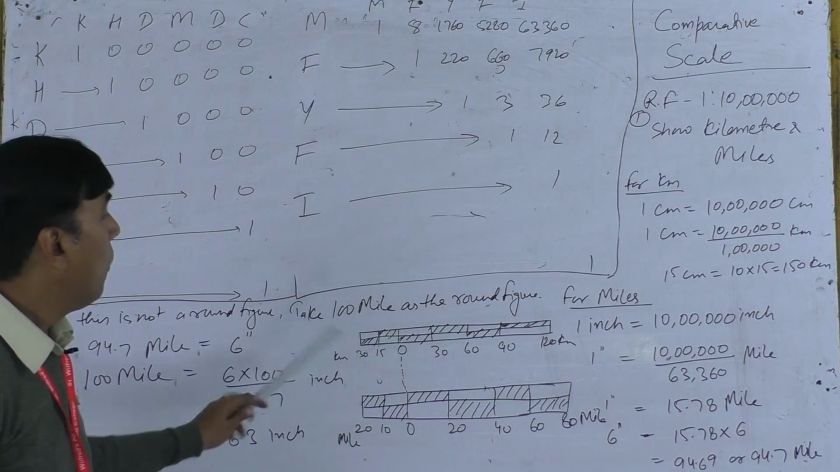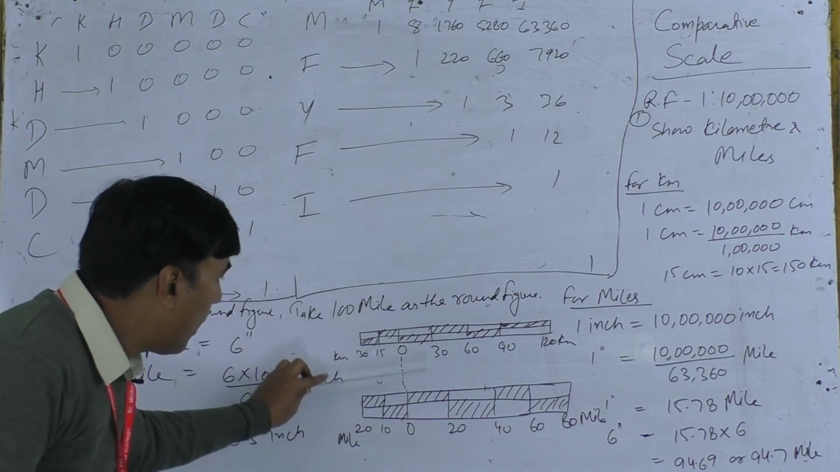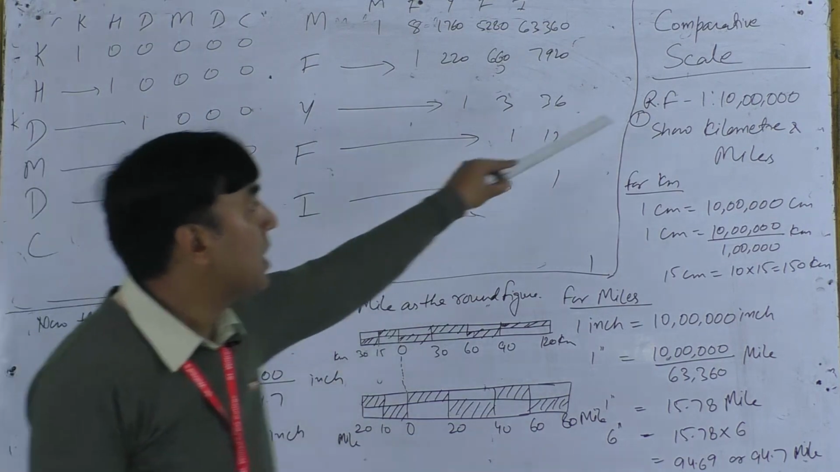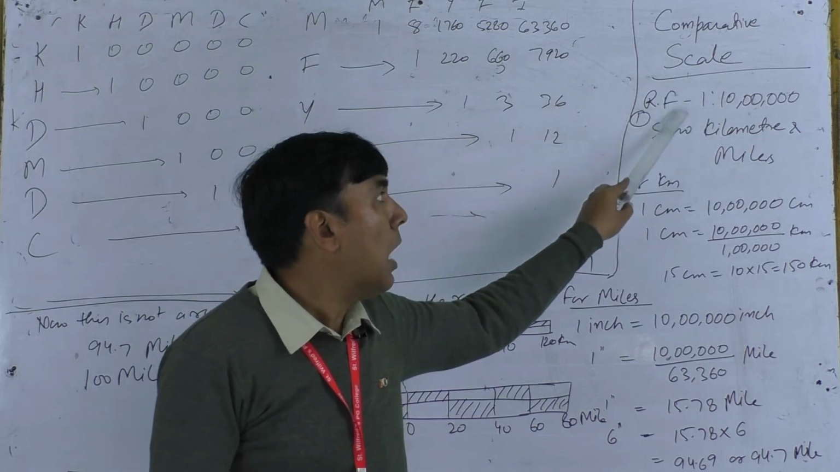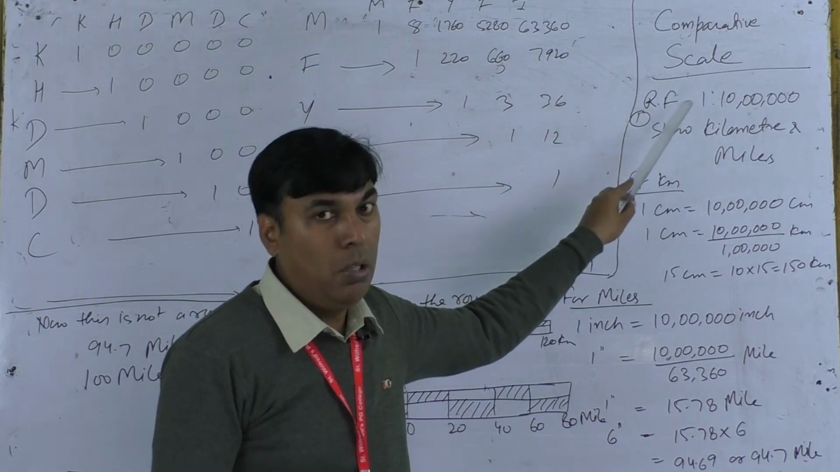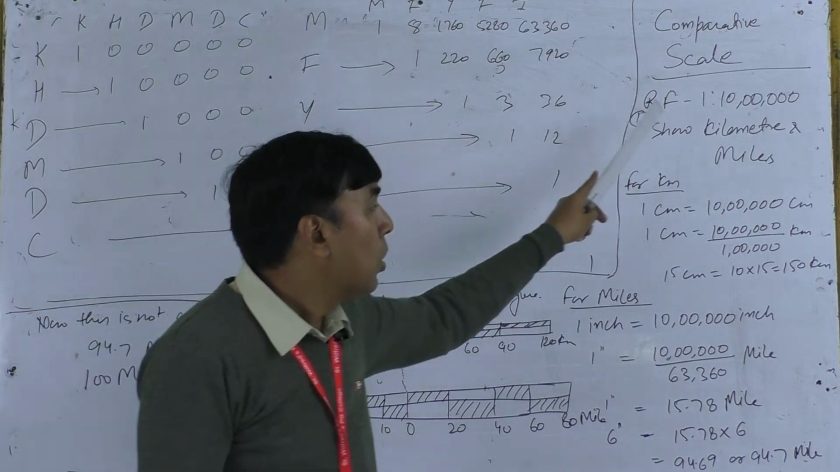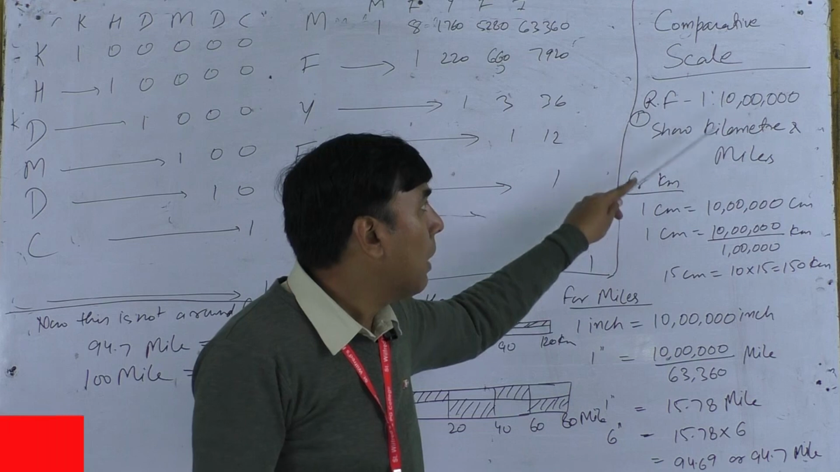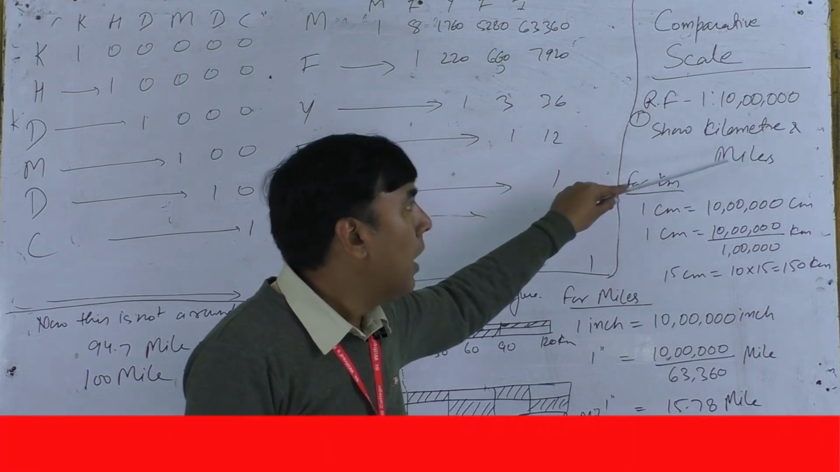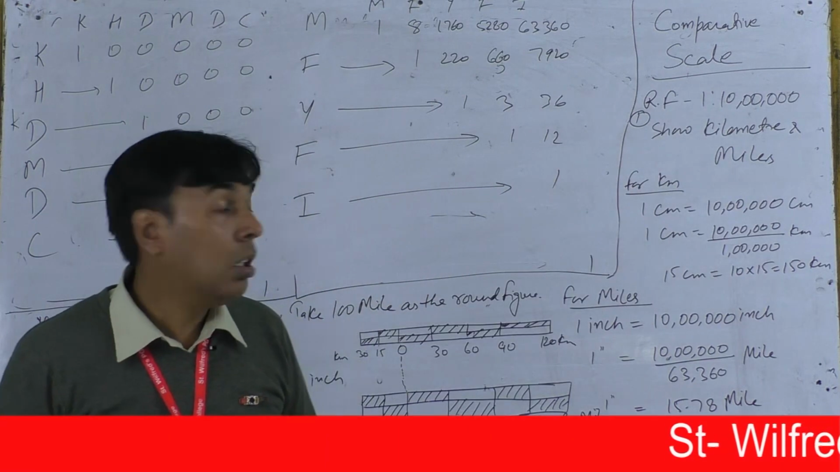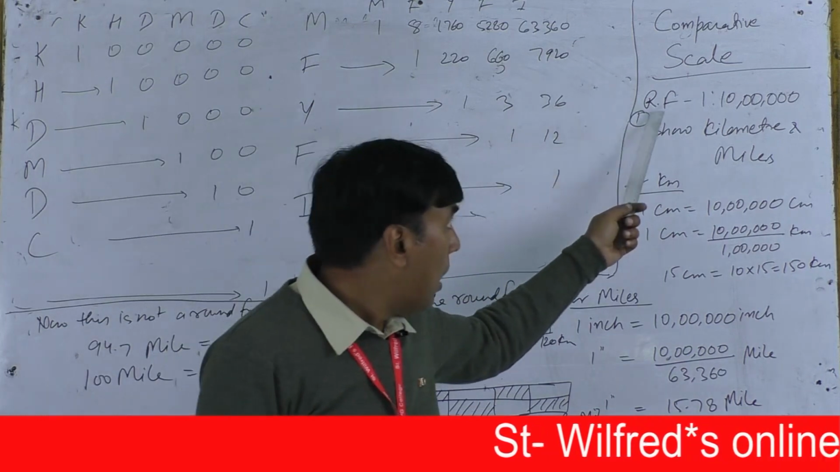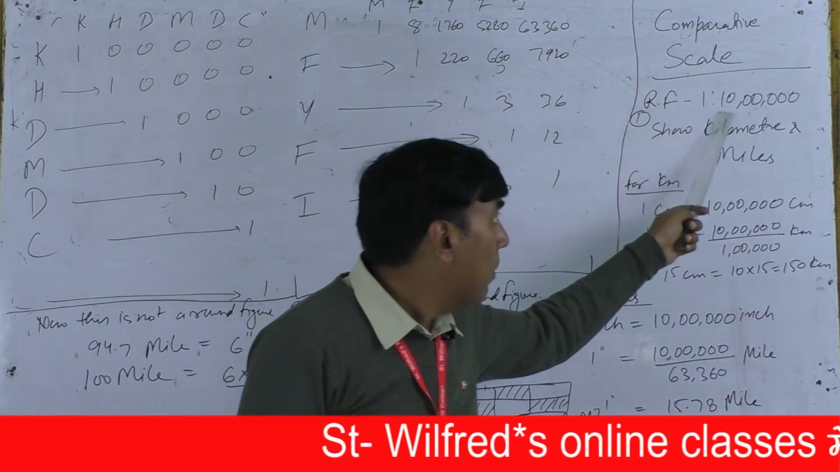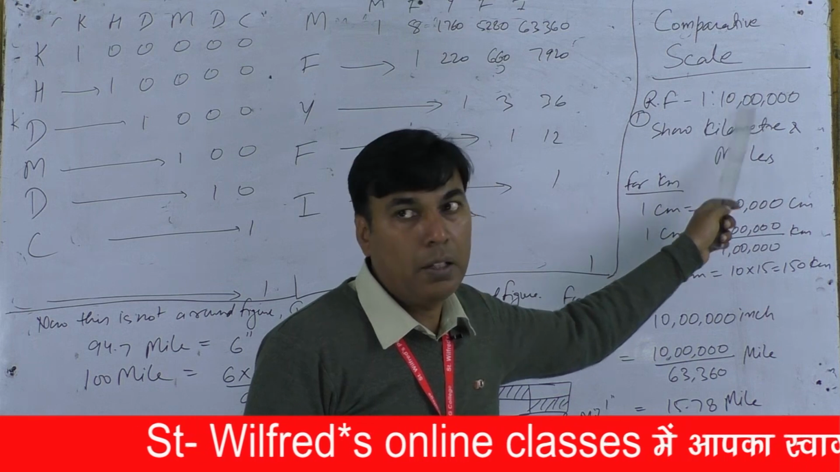Now we are trying to compare on the same reference, same RF, representative fraction, because we are using kilometers and miles. We are trying to compare two units, kilometers and miles, on the same RF, 1:10 lakh.